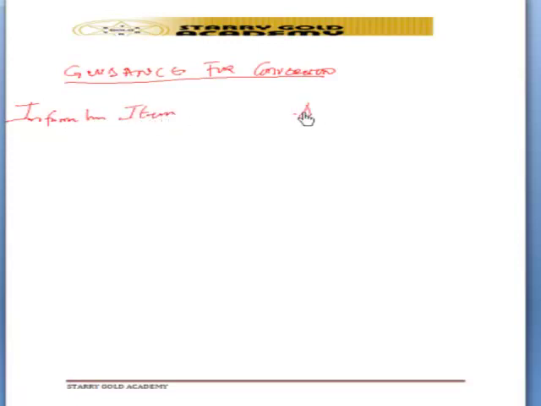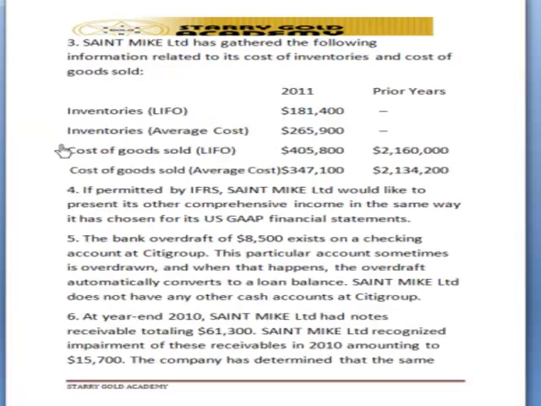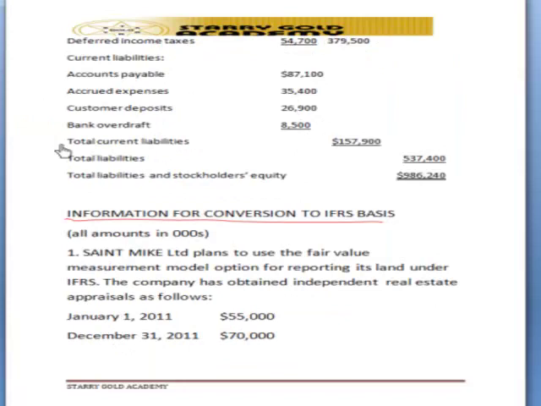Then we have the IAS, or the IFRS that is guiding such standards. Okay, so let's see the items, the additional information or notes to the account.